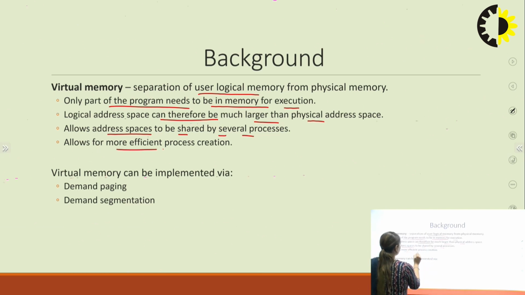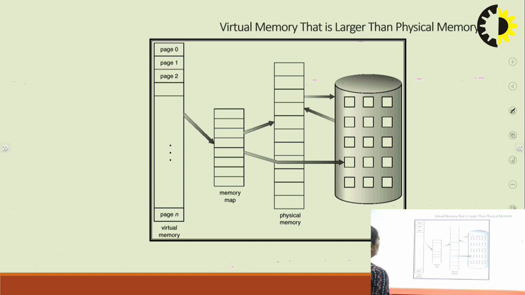Allows more efficient process creation. Virtual memory can be implemented via demand paging and demand segmentation, right? Now, when virtual memory is larger than physical memory, what is the scenario? We will discuss this. Suppose this is the virtual memory. We are having these many pages from 0 to n in this, right?